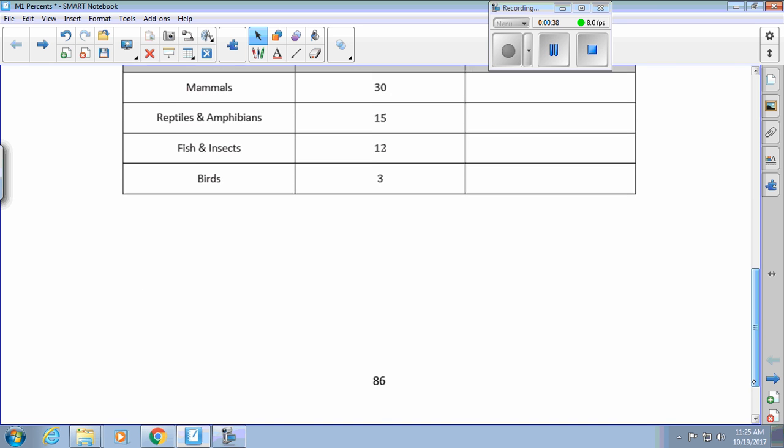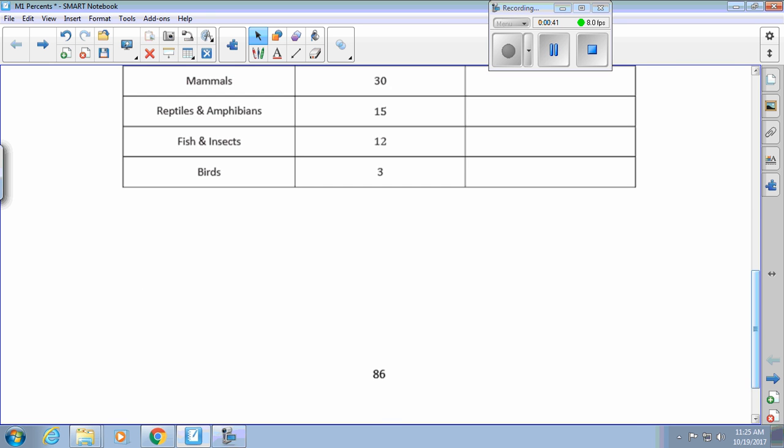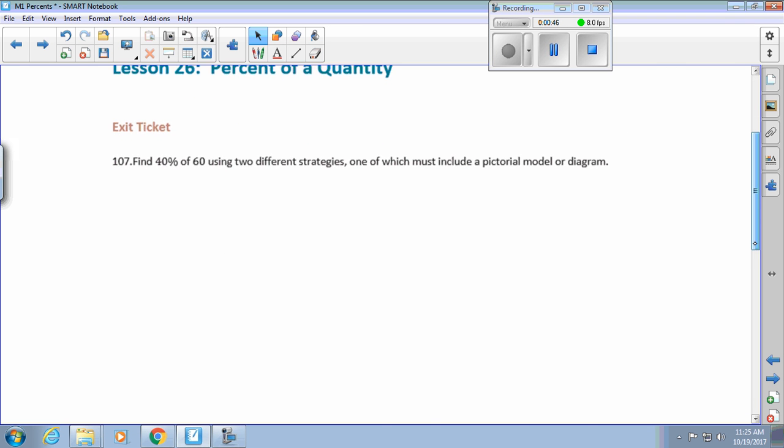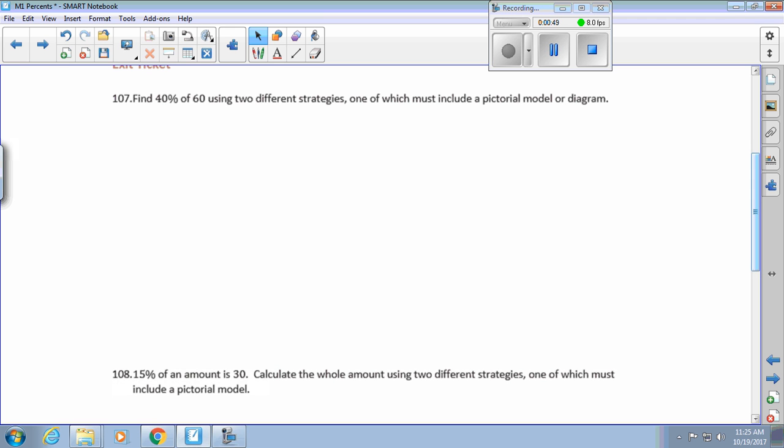So we are on page 86, but before we go to 86, we're going to take a look at 87, which was the assignment from last night. I did not require the students to do the picture or the diagram, so I told them to cross this off. We're not using the models. We talked about them briefly, but the focus of this is the proportion. Question 107 says find 40% of 60.